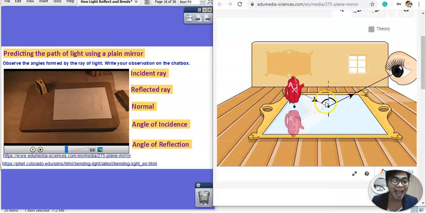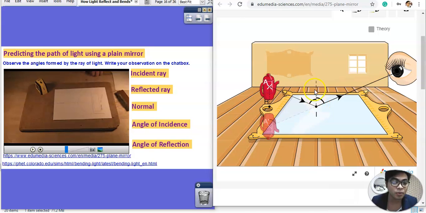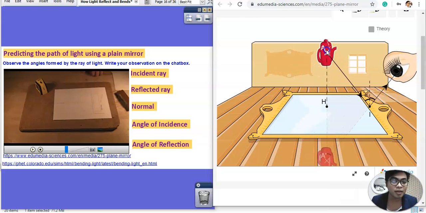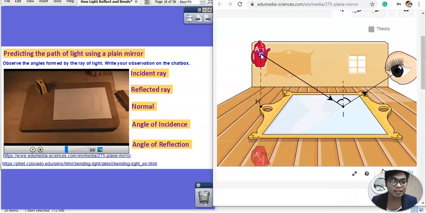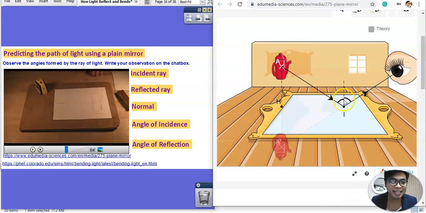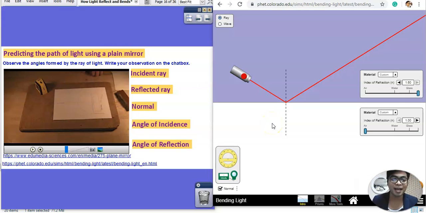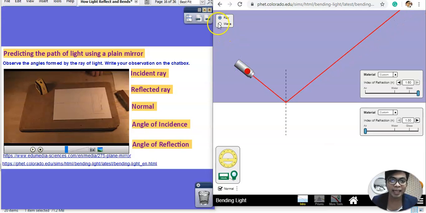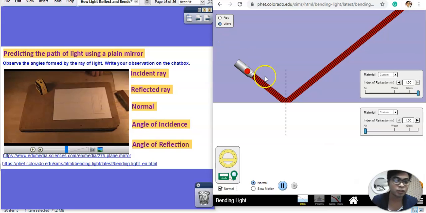So try to look at the angles here. The angle formed here is called the angle of incidence, since this is the angle formed from the normal, from the vertical. So if you draw the vertical right over here, this is the normal. So this is now your angle of incidence. And this one now is your angle of reflection. To easily understand that, let's take a look at this ray over here. I'm going to turn it off. I'm going to put a ray of light over here. I can press wave on it so that it will show that it's a wave.